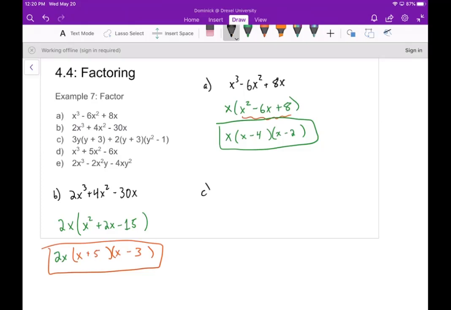Okay, part C, I have 3y times y plus 3 plus 2 times y plus 3 times y squared minus 1. Now it looks like I have a y plus 3 in both terms. So I'm going to take that y plus 3 out. And then what do I have left? Well, I have 3y plus 2 times y squared minus 1.